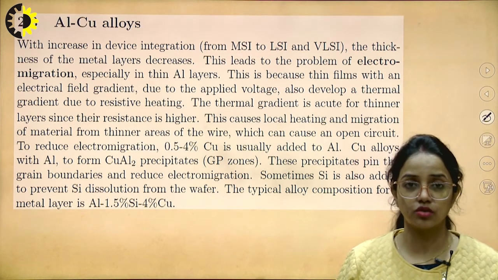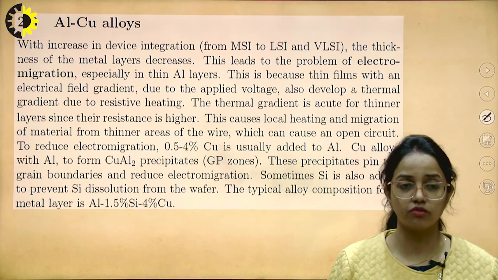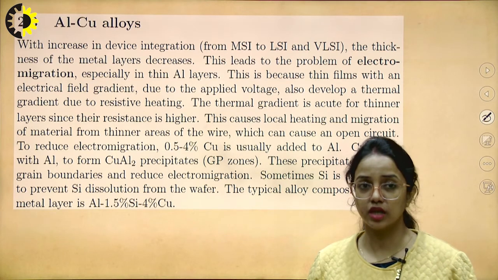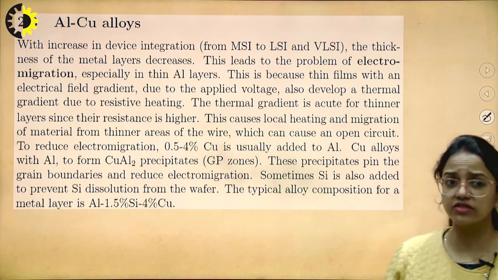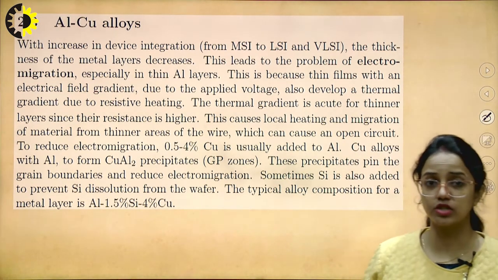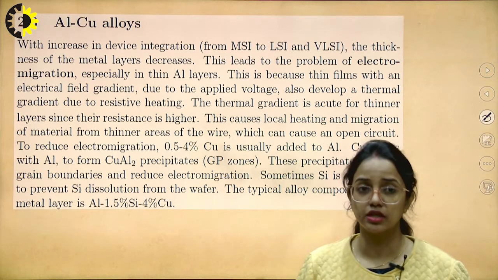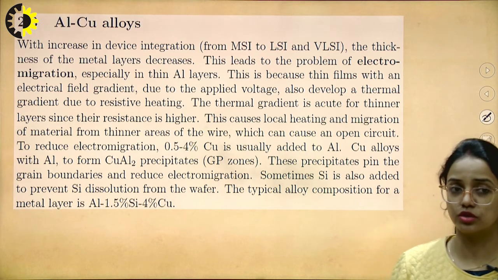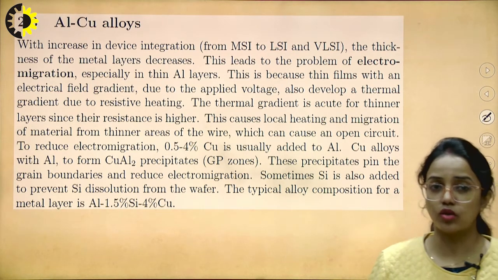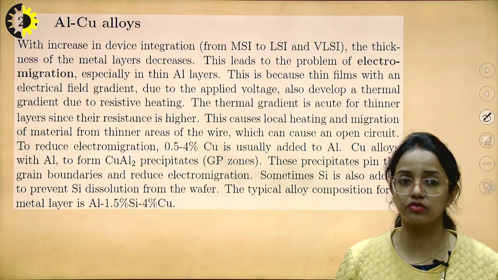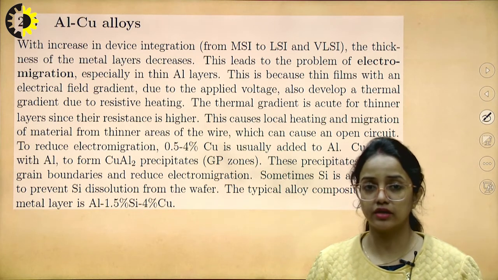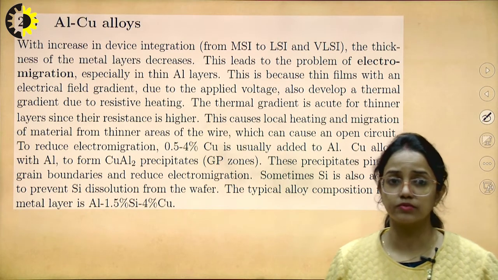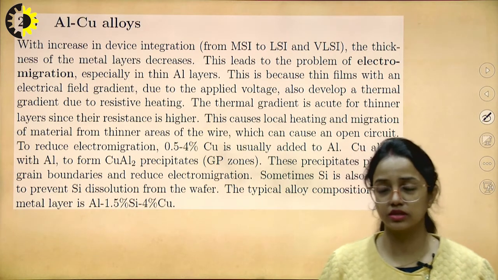So the electrons and the charged ions will migrate from one point to another, one material to another. This is because, in thin films, the electric field gradient due to the applied voltage also develops a thermal gradient due to resistive heating. This thermal gradient is very acute for thinner layers, and it causes heating and migration of material from thinner areas of the wire, and as a result it can cause an open circuit scenario.